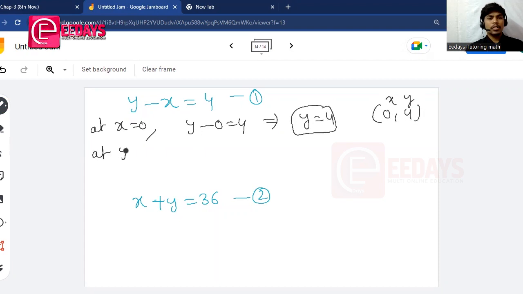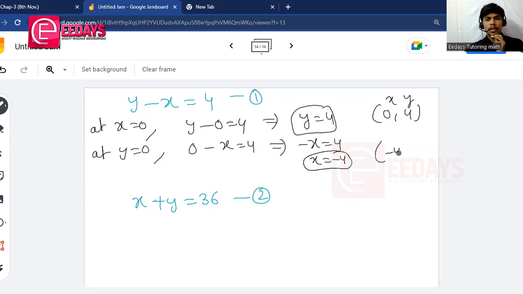At y is equal to 0, so 0 comma minus x is equal to 4. You will get minus x is equal to 4. Obviously, x is equal to minus 4. If you transfer minus to the other side, you will get minus 4 comma 0 as another point.